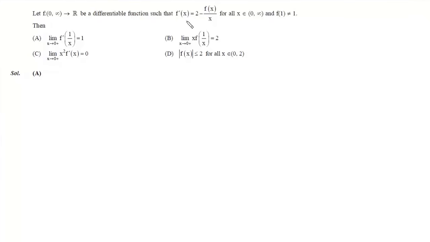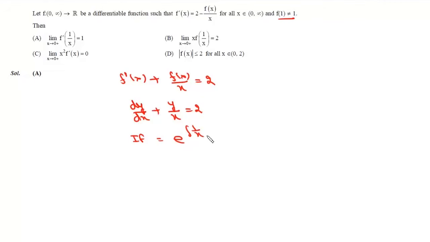Now in the question we are given that f dash x equals 2 minus f(x) upon x for all x belonging to 0 to infinity, and f(1) is unequal to 1, then which of the following is correct? Now we can write this as f dash x plus f(x) upon x equals 2. Now this is dy by dx plus y by x equals 2, which is a linear equation in y. So in this we'll calculate the integrating factor, which is e to the power integral of 1 upon x dx, and which is e to the power log x, which is nothing but x.